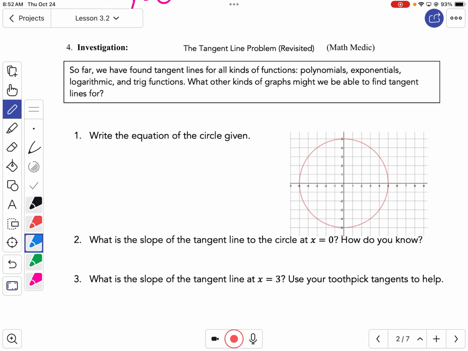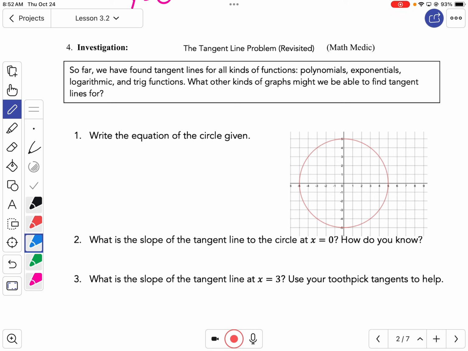Okay, number 5. Maybe we can apply this thinking to our tangent line problem. Let's take the derivative of both sides of the equation. What is d over dx of x squared? And what is d over dx of y? What's the derivative of x? And what's the derivative of 25?